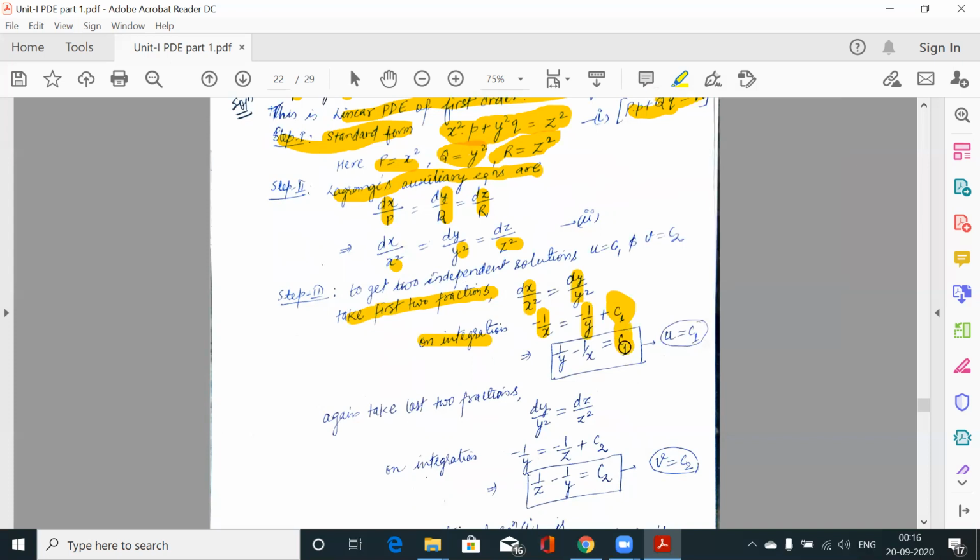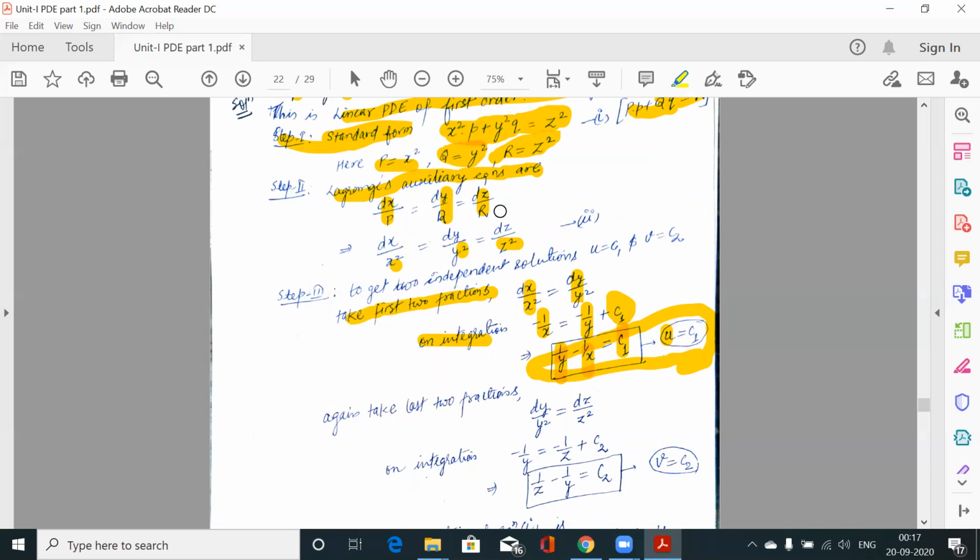We have to find out the C1 value. So everything we have to shift to one side. C1 is equal to minus 1 by x plus 1 over y. So 1 over y minus 1 over x is equal to C1. This is our first solution, that is u is equal to C1. So u is 1 over y minus 1 over x.